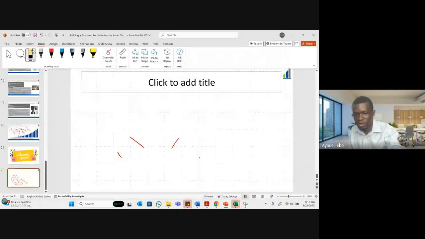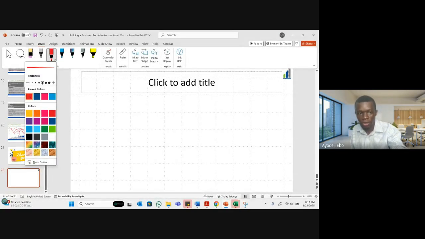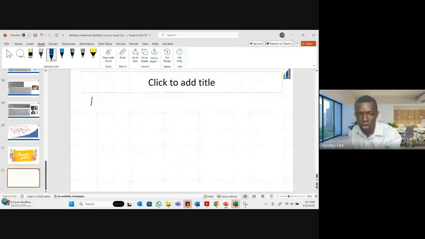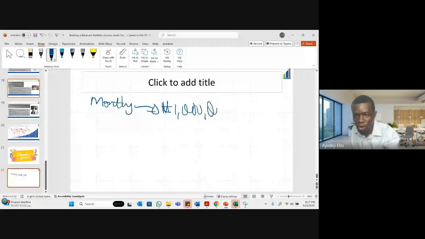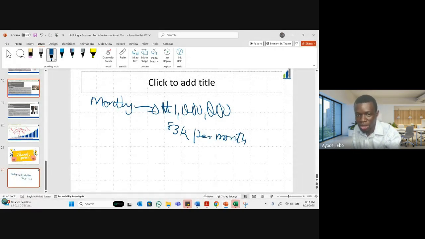Very valid question. So two things for monthly contributions. If you are doing a monthly contribution, let's assume you are putting in that 1 million that you're supposed to put in for a year. So you are putting in 83,000 naira per month instead. So it's between either yearly or monthly.